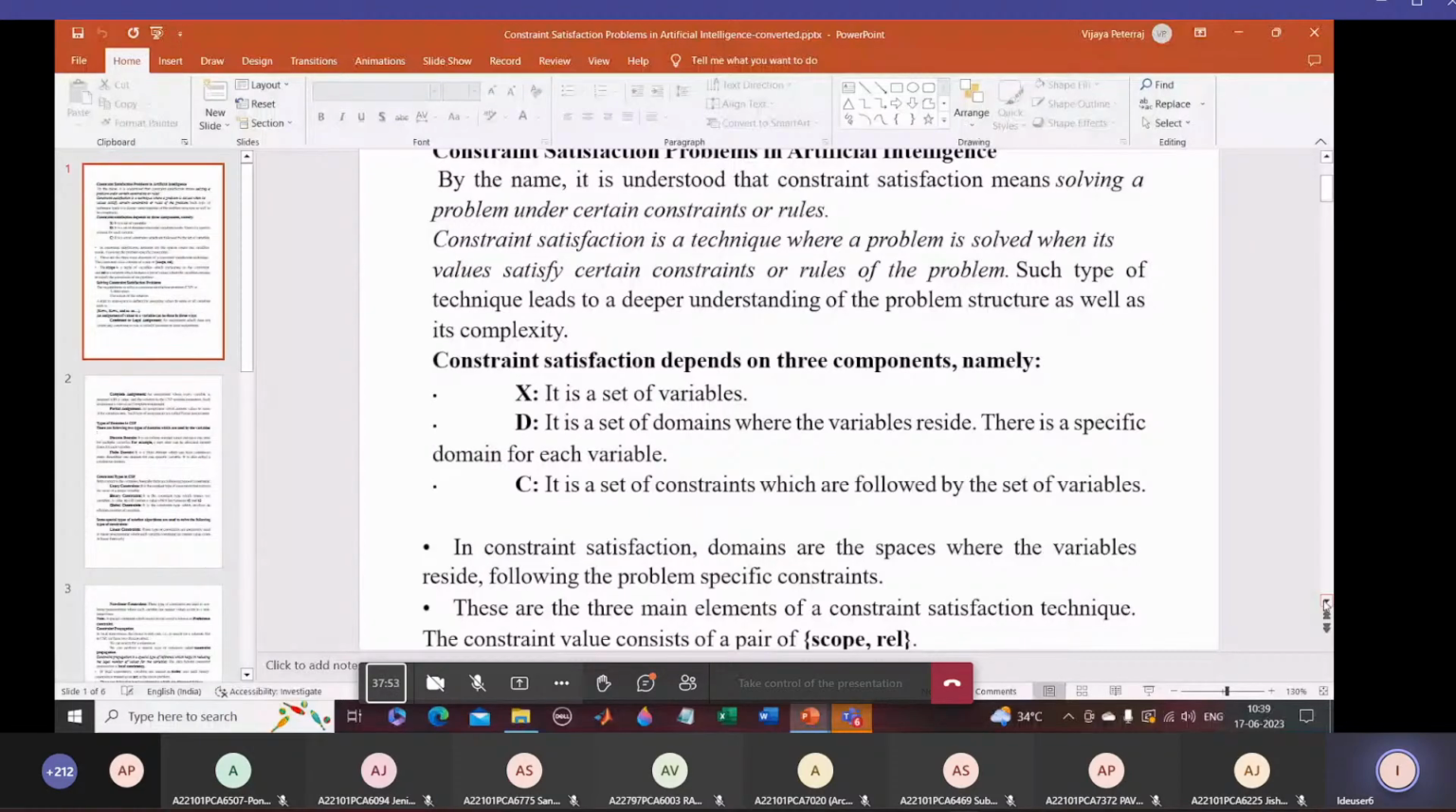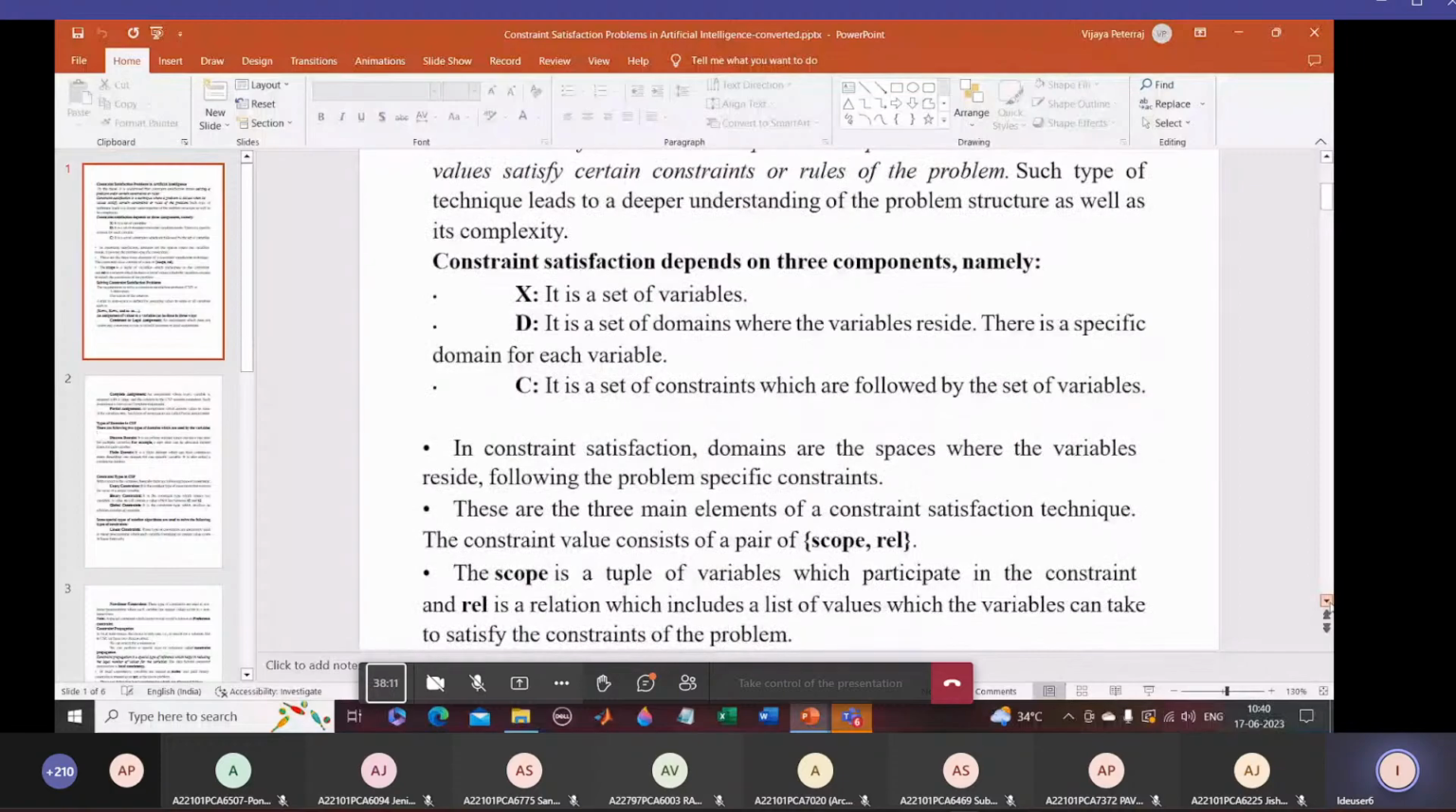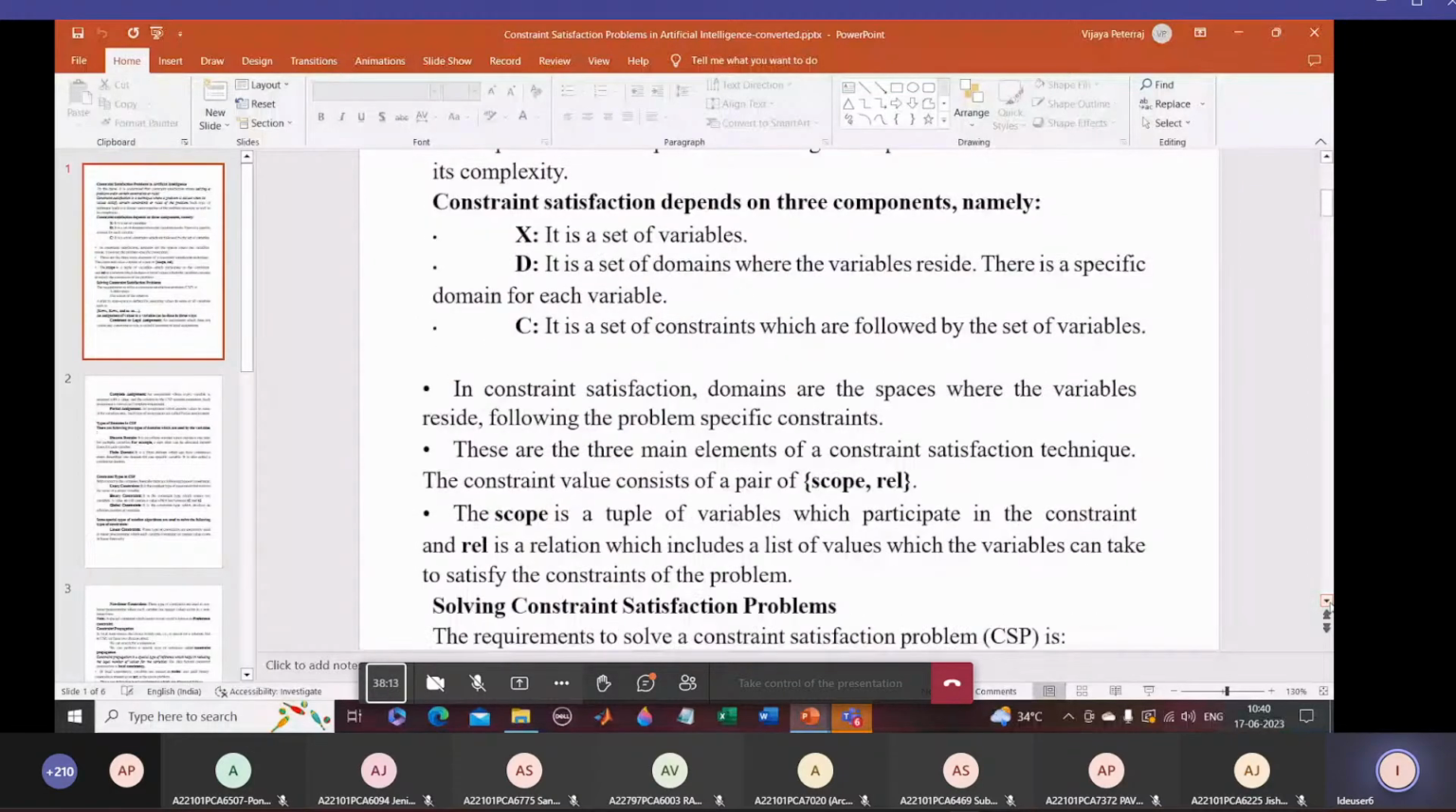where the variables will be residing will be there. Okay. So for each variable, there will be a domain. And then C is the set of constraints. So these variables which are there in the domains, they have to follow these constraints. Constraint violations இருந்தாதான் நமக்கு error எப்பவுமே வருது. So in the constraint satisfaction, domains are the spaces where the variables will reside. And they'll be following some problem specific constraints.